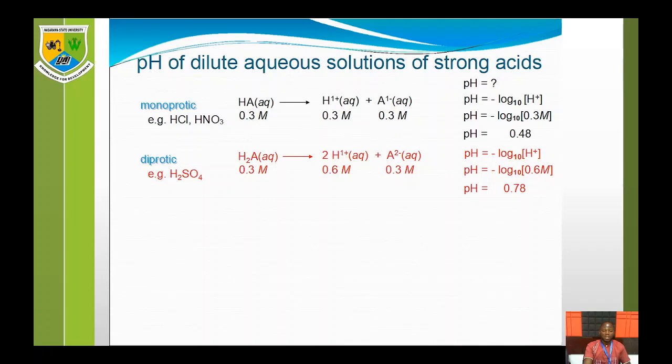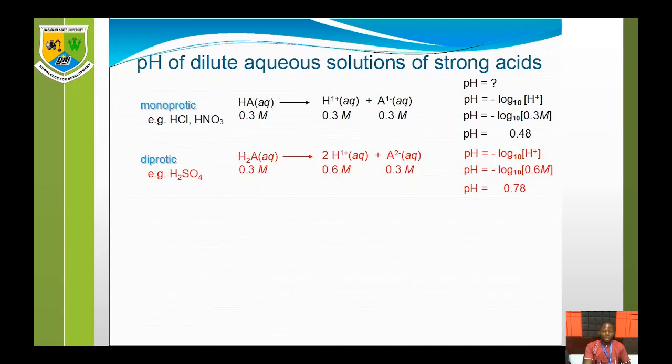So, pH of dilute aqueous solutions of strong acids. We have already stated that a strong acid dissociates completely in solution. So we have monoprotic. Monoprotic means 1 proton. Diprotic means 2 protons. And these protons here refer to the number of moles.